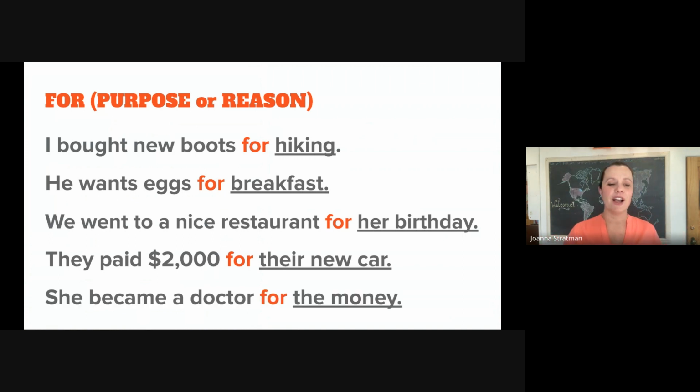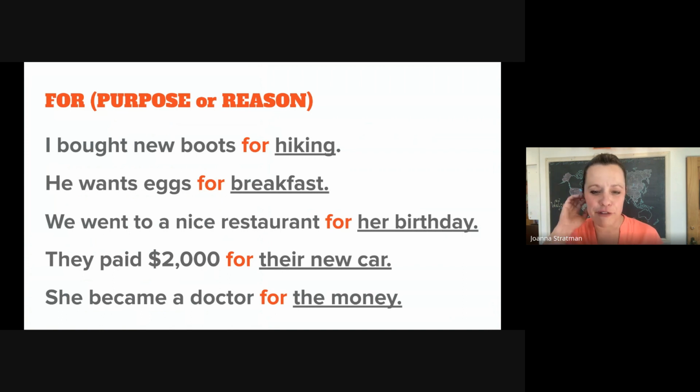Okay, my friends, here is one more sentence. She became a doctor for the money. In this sentence, the reason this person became a doctor was for the money. And in fast English, she became a doctor for the money.